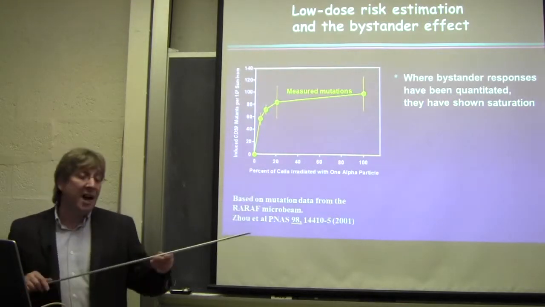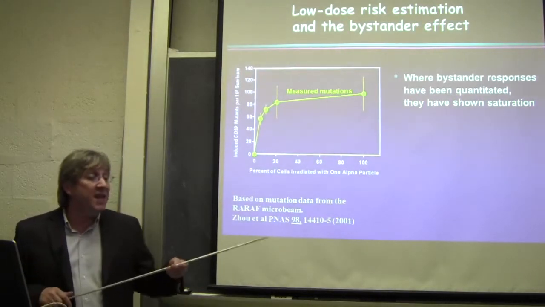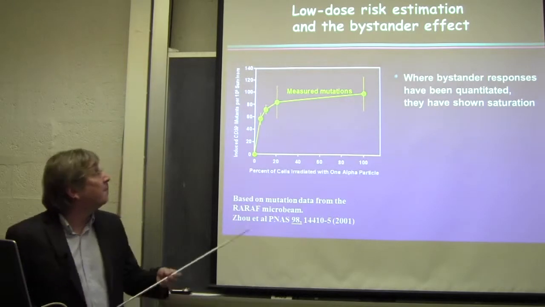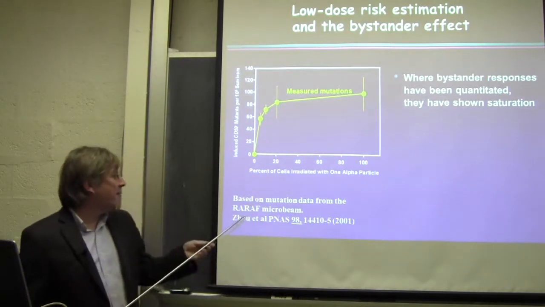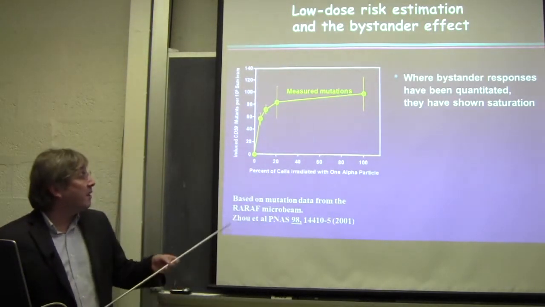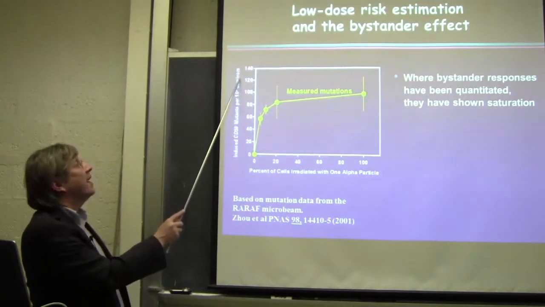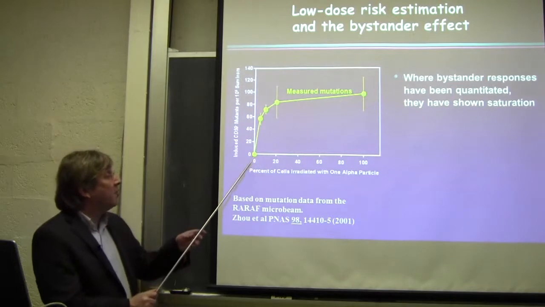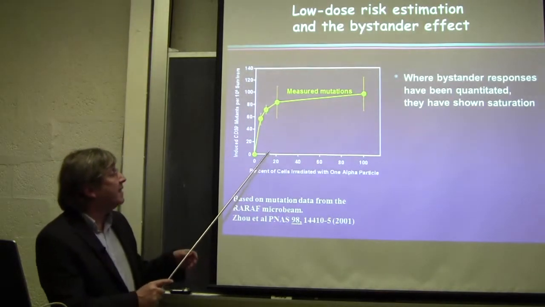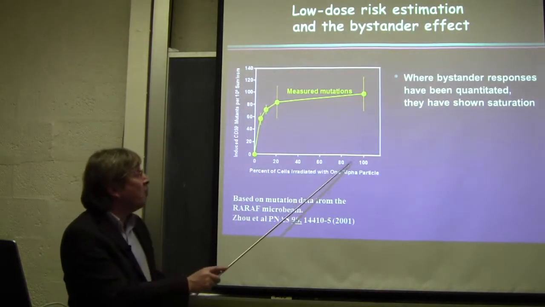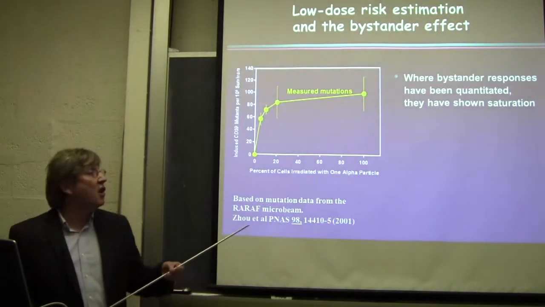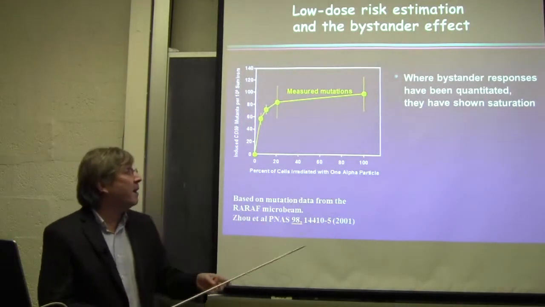And let me give you an example of the sorts of things I mean in terms of low-dose risk estimation. So here's a study from the Tom Hei group done here at Columbia, where they're looking at induced mutants per surviving cell, and what they're doing is irradiating a larger and larger proportion of the cells on the dish with exactly one alpha particle.